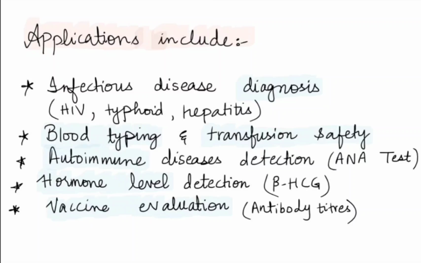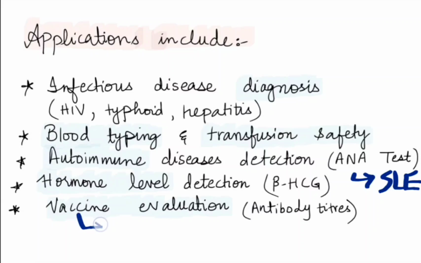We will perform serological tests in autoimmune diseases too. Most importantly, for example, the ANA test, that is basically for the autoimmune disease named SLE, systemic lupus erythematosus. Serological test is needed for its diagnosis, or hormone level detection, for example beta hCG hormone that is produced during pregnancy in large amount, or vaccine evaluation.